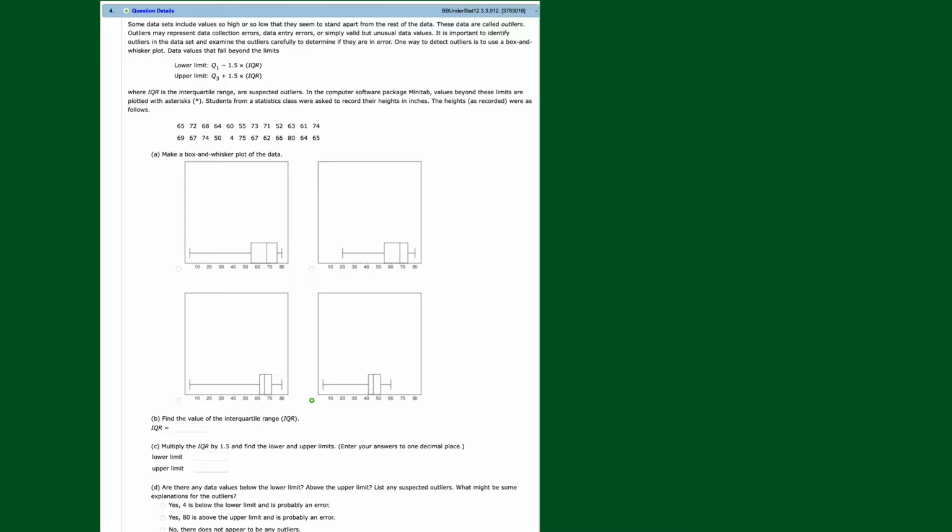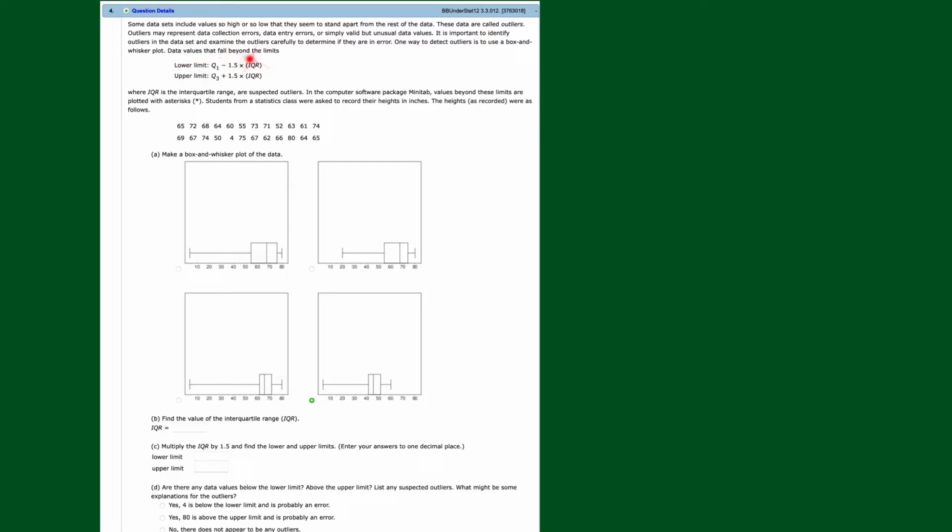This is section 3.3, question 4. What do we have here? It says, some data sets include values so high or so low that they seem to stand apart from the rest of the data. These data are called outliers. Outliers may represent data collection errors, data entry errors, or simply valid but unusual data values. It's important to identify outliers in the data set and examine the outliers carefully to determine if they are an error. One way to detect outliers is to use a box and whisker plot.